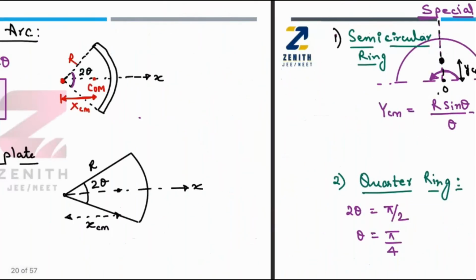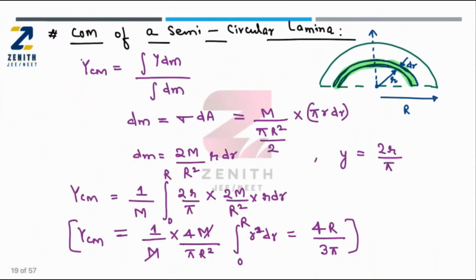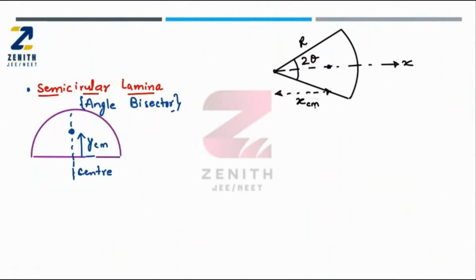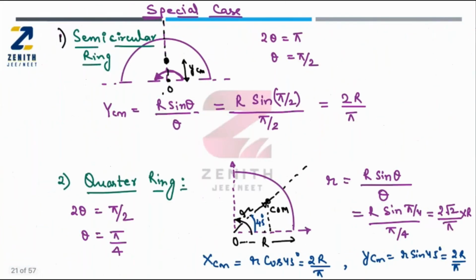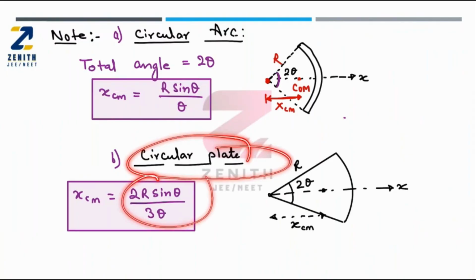Now I will talk about the lamina also. So how to calculate for the lamina? So this is nothing but a circular plate or lamina. The XCM in this case, the angle bisector is the x-axis. So 2r sine theta divided by 3 theta. Again, the angle made at the center is 2 theta. Now you can check here. I am talking about this circular plate case.